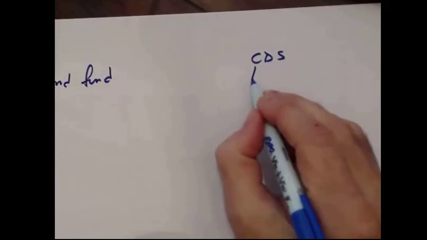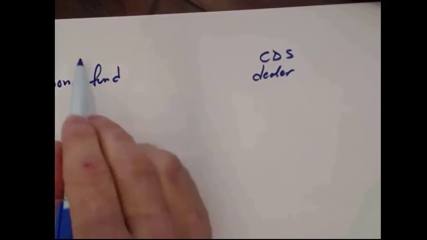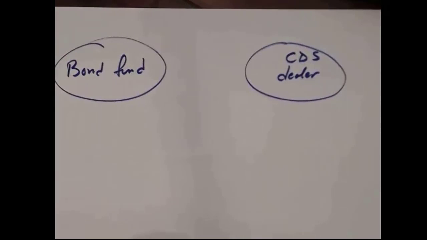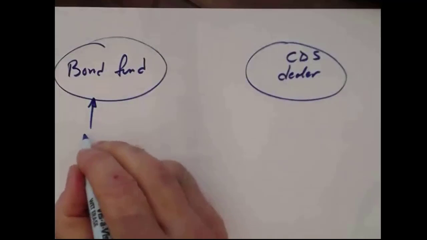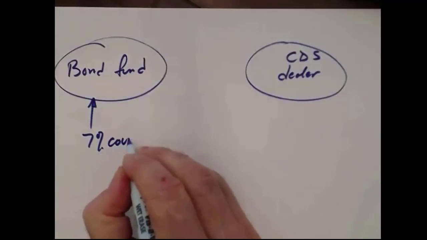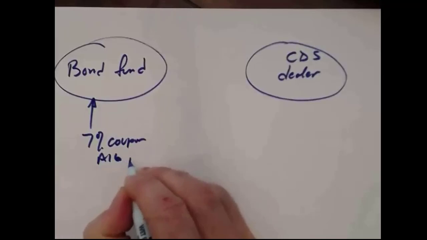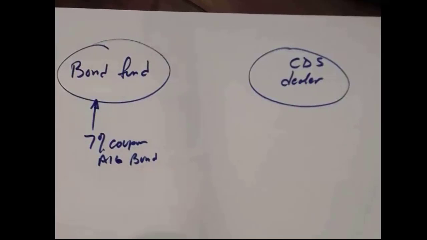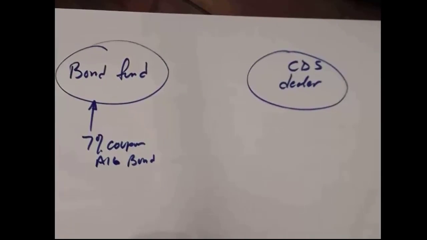Here, and then we have the credit default swap dealer here. Okay, two parties involved. The bond owns a 7% coupon AIG bond, and what that means is that 7% is going into the bond fund because they own it. So this bond fund's at risk, because if this bond defaults, this arrow is going to disappear. The bond fund's not going to get that coupon, and it may not even get its principal back.